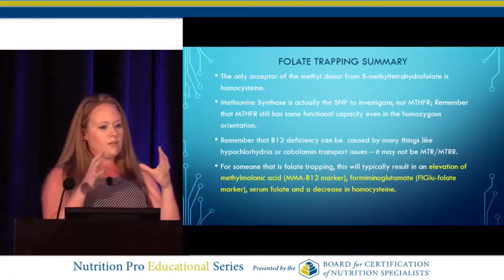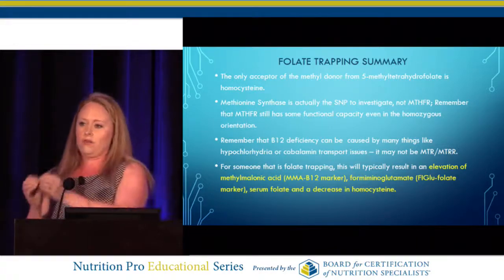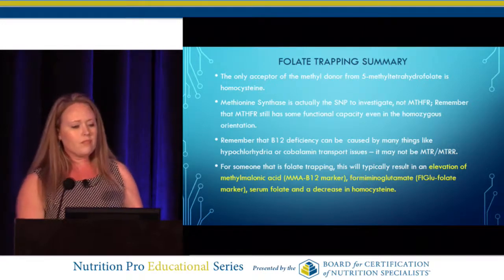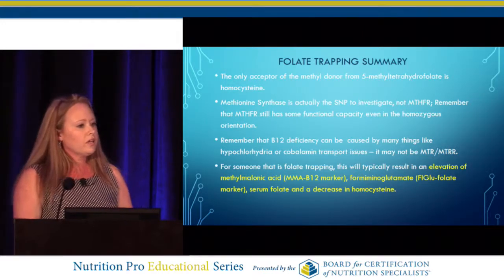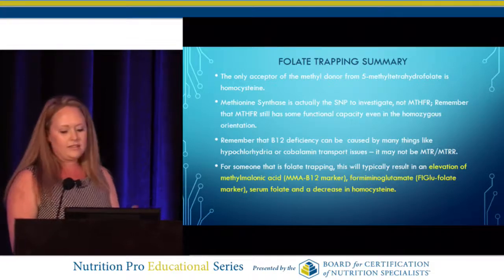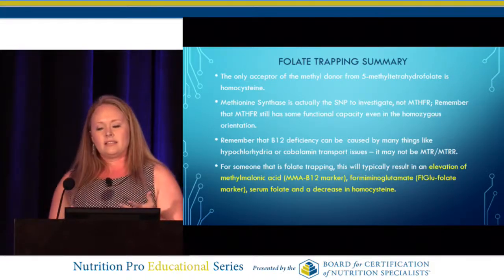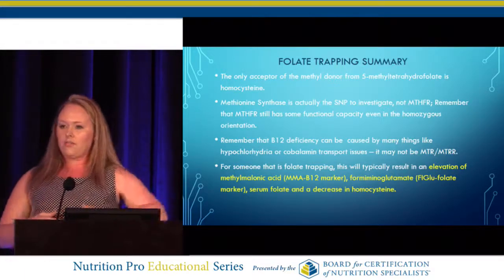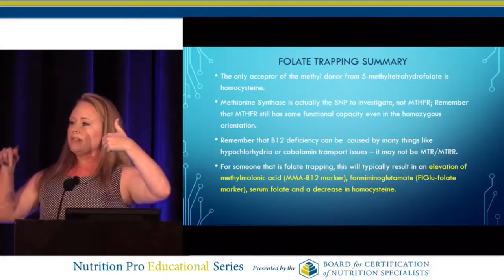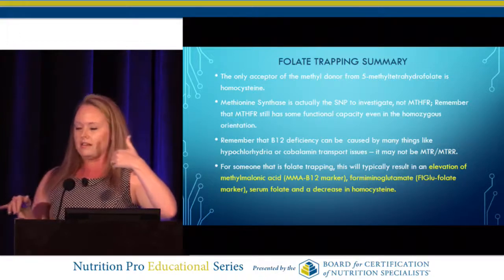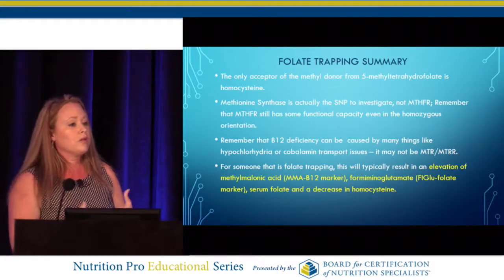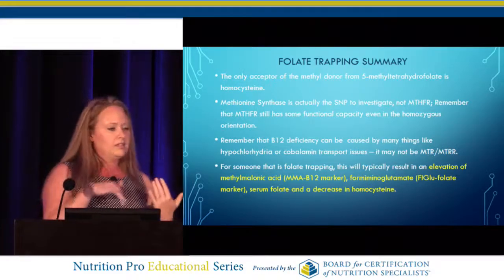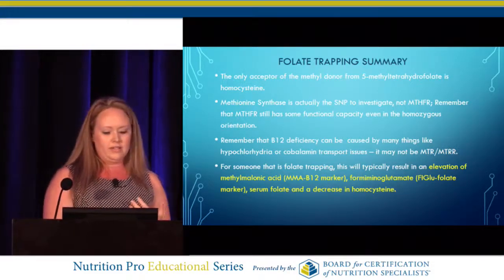So I want you to not automatically assume that, okay, we have the cofactor for methionine synthase, B12, it must absolutely be that. So clinically, when someone is folate trapping, there are labs that we're going to look at. There's methylmalonic acid, which is a functional marker for B12 deficiency. So when methylmalonic acid goes up, that means that B12 levels are going down in the cell. The same thing for formiminoglutamate, or FIGLU. If those levels go up, it indicates that there is a decrease of cellular folate.